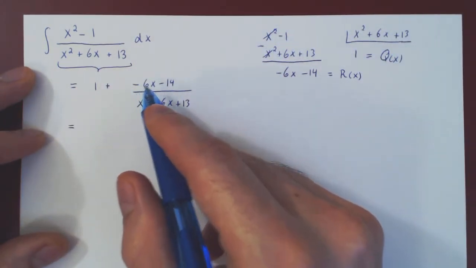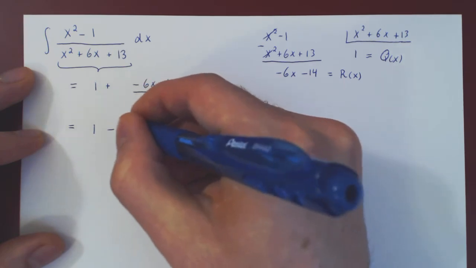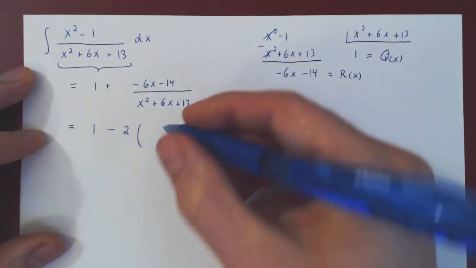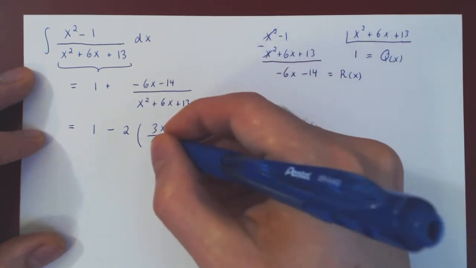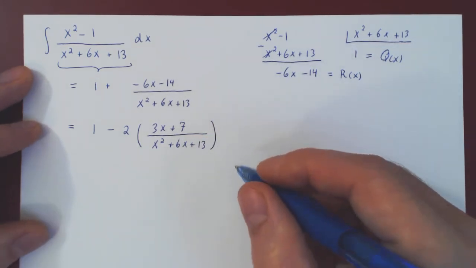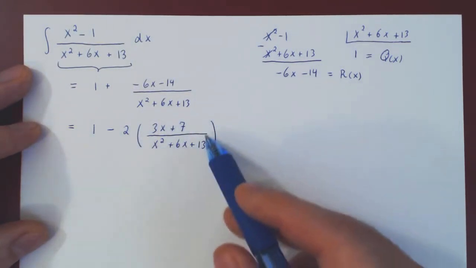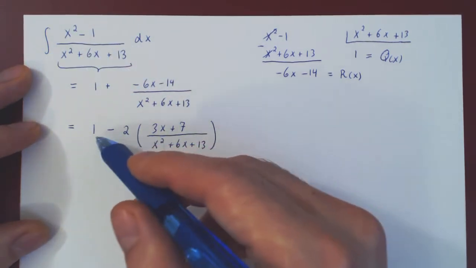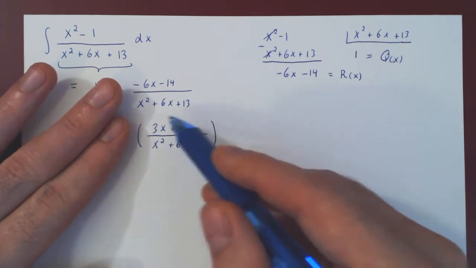We can simplify a little bit, right? There's a common factor here of negative 2, so let's factor it out, which will give us 1 minus 2 times, well, you'll be left with 3x plus 7 over x squared plus 6x plus 13. So as always, instead of integrating the rational function directly, we will integrate the result from long division, as both functions are equal. And now, this will be trivial. Negative 2 is a constant multiple, so all we have to do really is integrate this rational function.